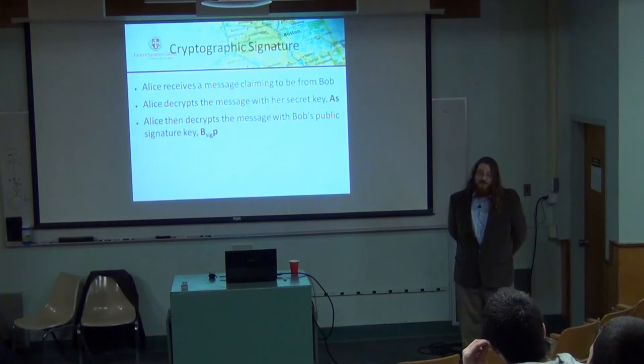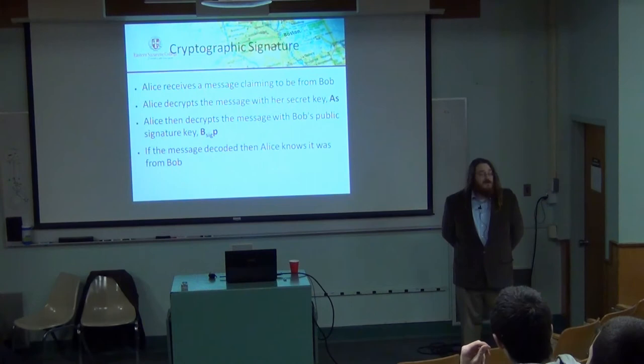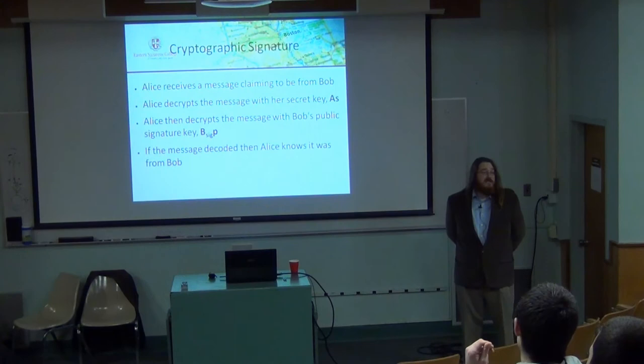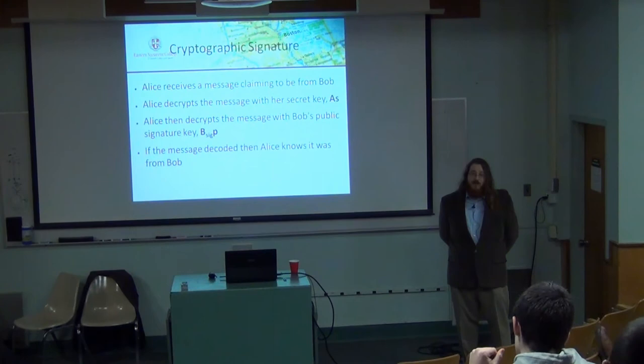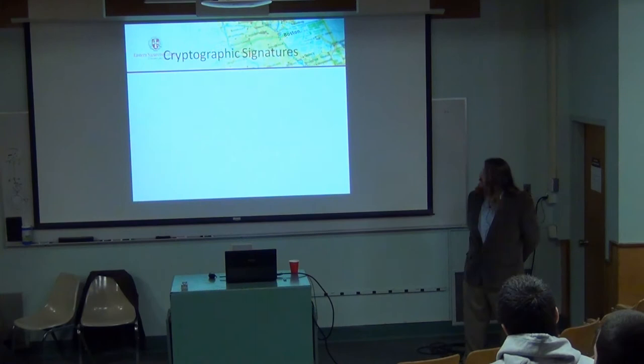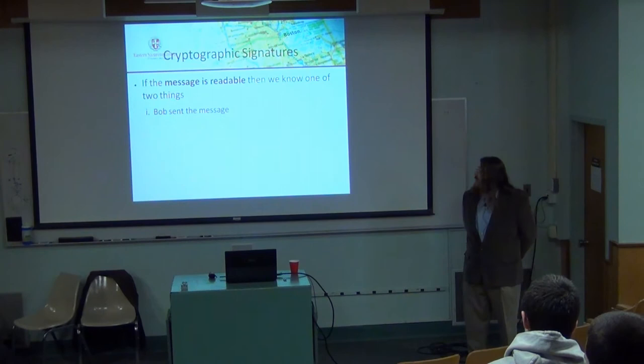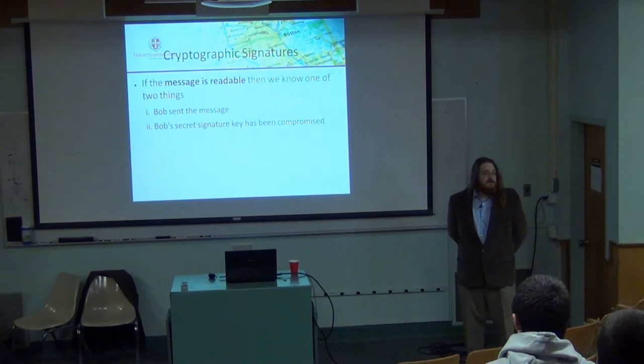Now there's one of two things that happen. One, the message decrypts normally. Then Alice knows it's from Bob. Alice can also prove it's from Bob. She takes the original message and shows it to someone and says, watch, I apply Bob's public key and it decrypts. Well, conceivably, only Bob knows his secret key, and so that message is from Bob. So if the message is readable, Alice knows one of two things: Bob sent the message, or Bob's secret signature key has been compromised. Conceivably, though, it's the first one. Bob's actually going to have a tough time convincing anyone that his secret key has been compromised.